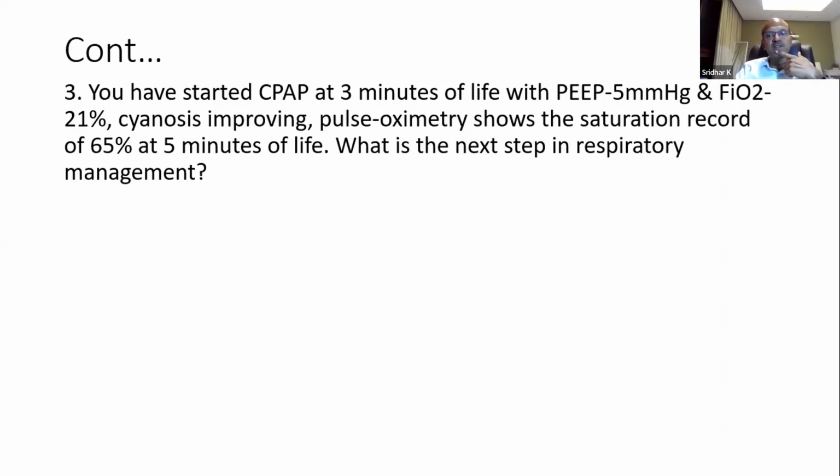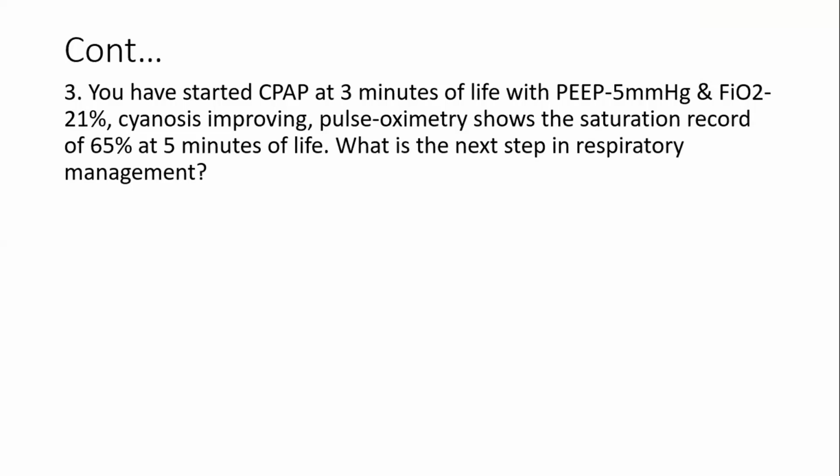So the pulse oximeter part, I mean, Dr. Sai Pratap, do you want to comment on that? Yes, sir. Even at 5 minutes, saturation is 65%, which is lower than the targeted range. Usually the target is 80 to 85 range. And at the same time, cyanosis is improving, but saturation is not achieved. So first thing, Dr. Rangnath sir mentioned clearly, is whether the pulse oximetry is connected accurately or not.